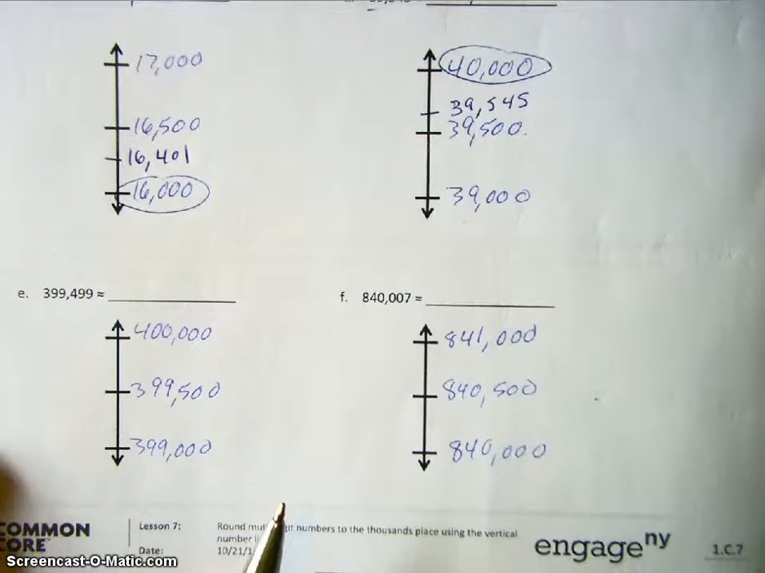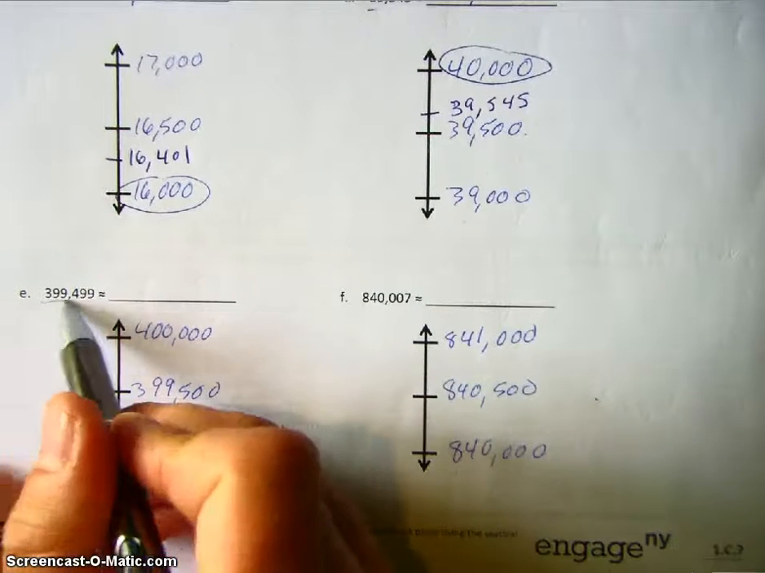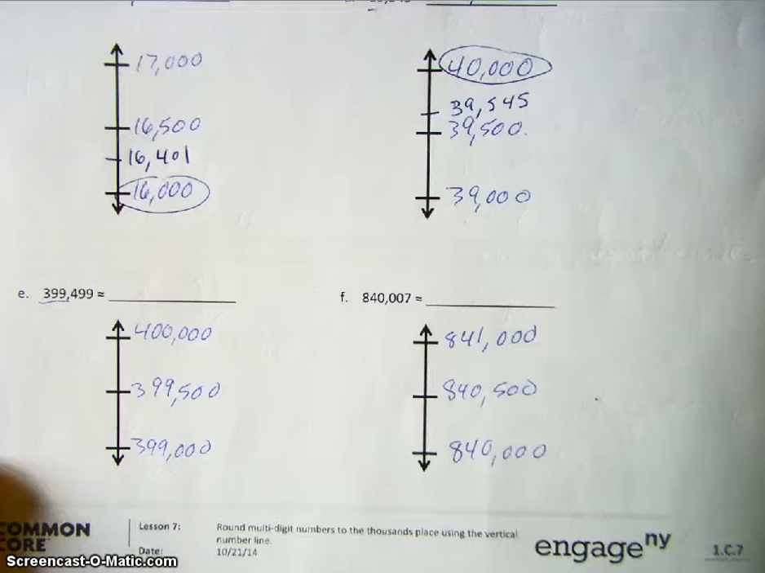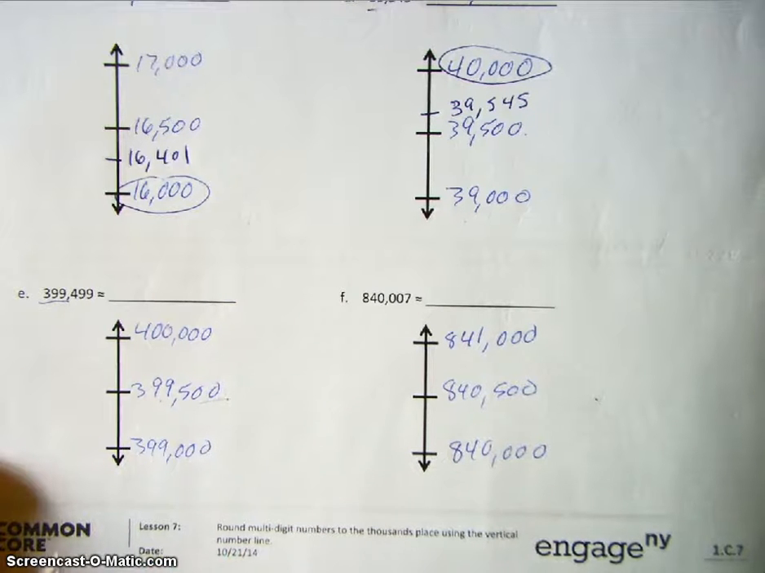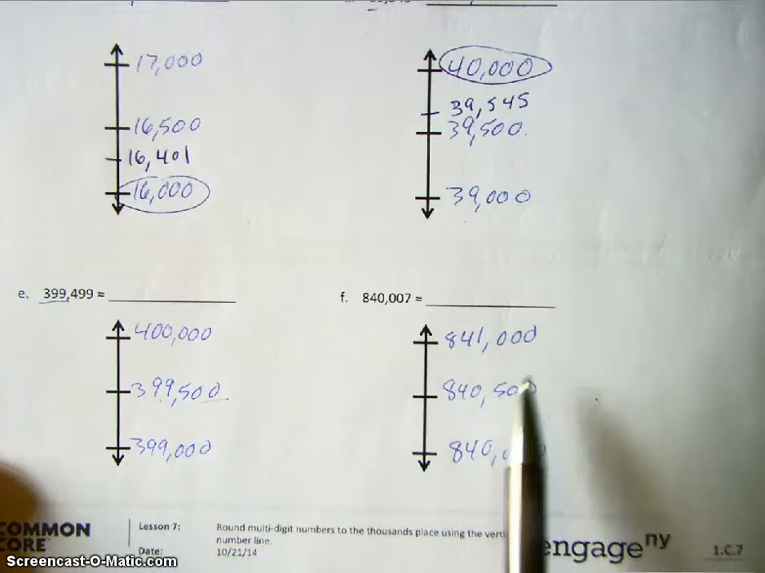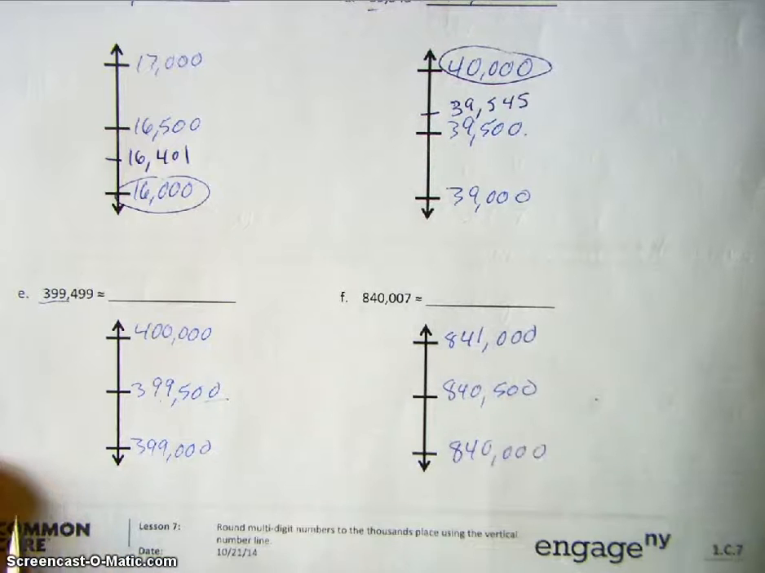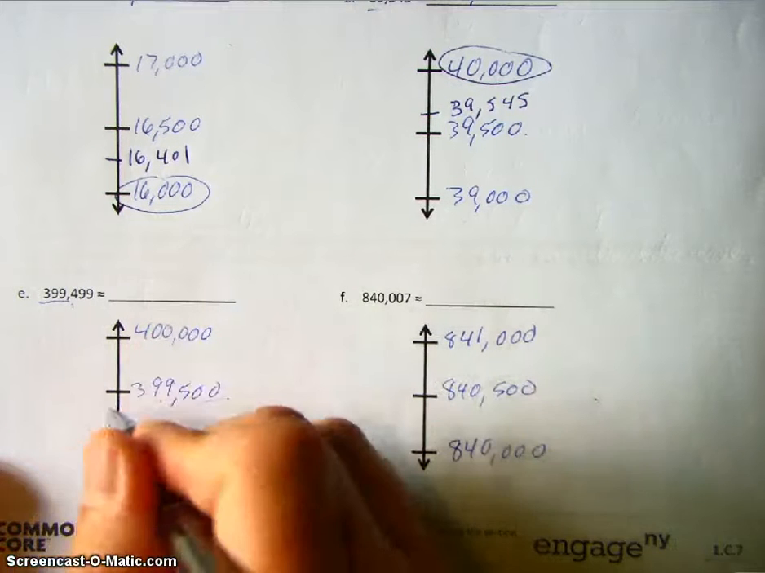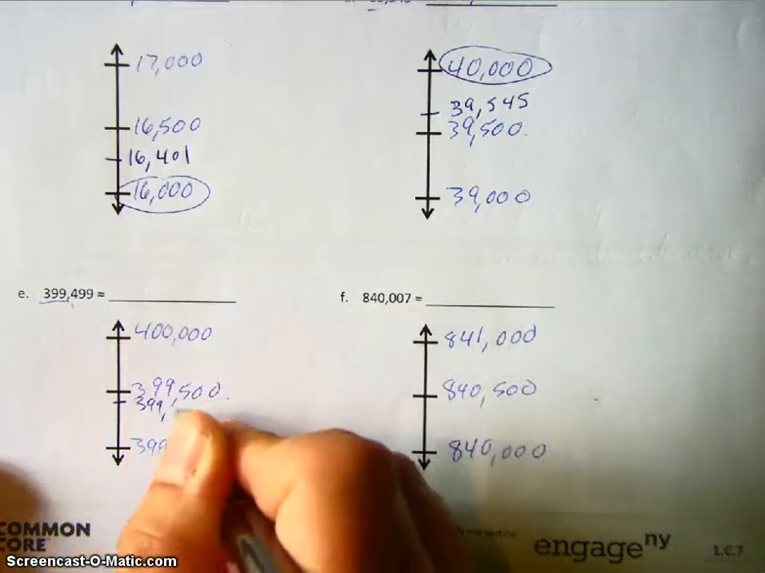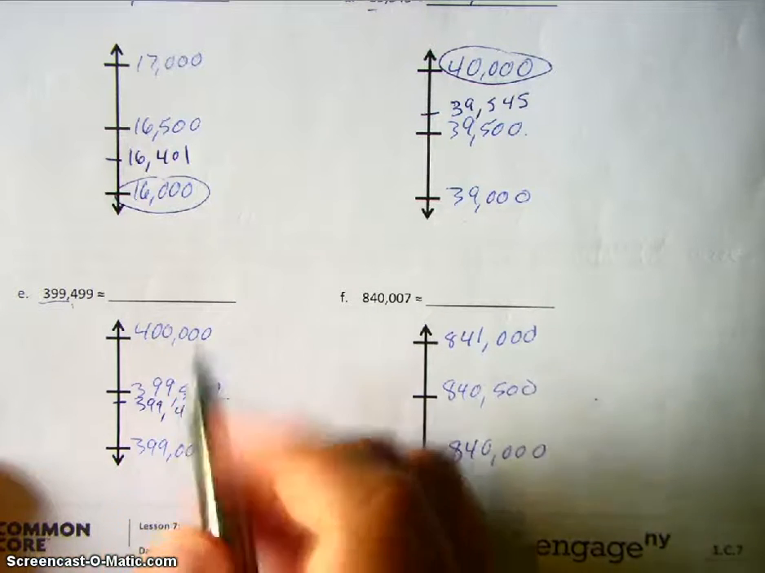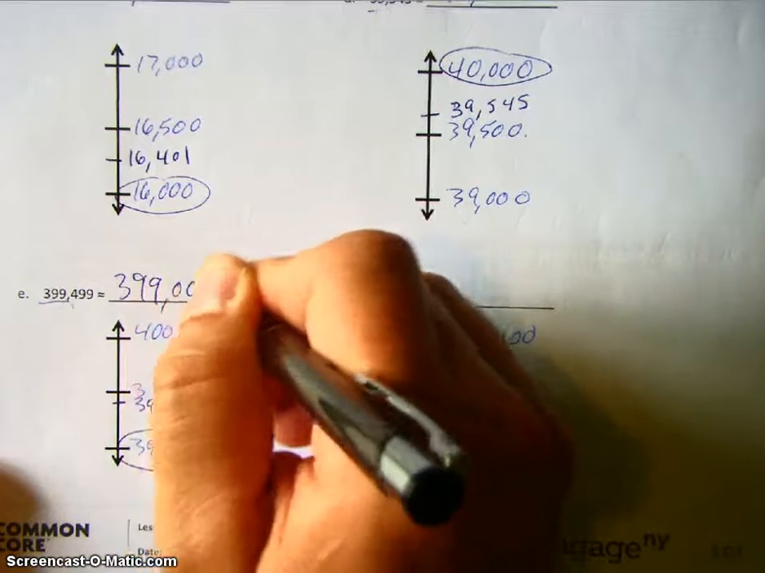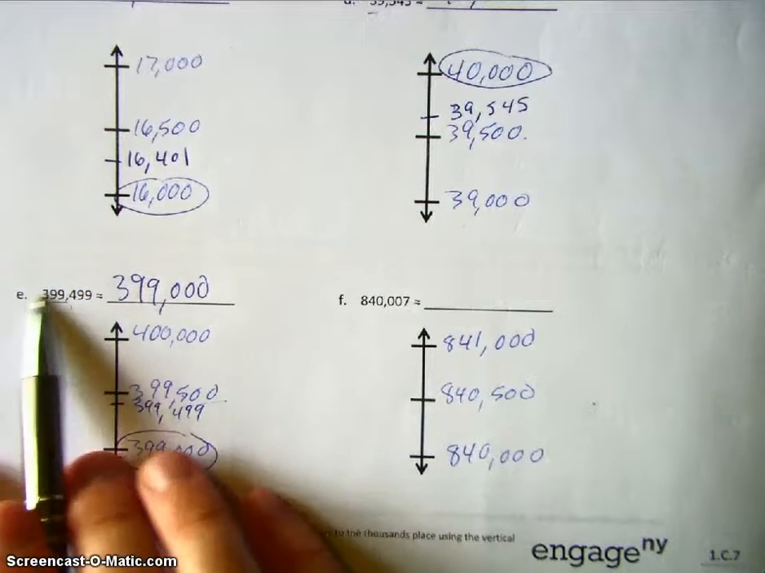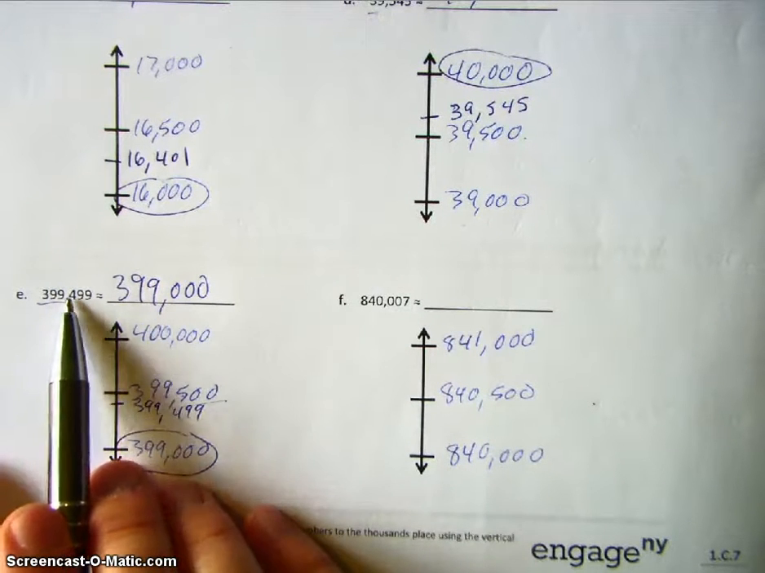Moving on to letter E. Again, we have 399 thousands. One more is 400 thousands. So 399,500 is the midpoint. Notice how when we're rounding to the thousands, 500 is in the middle. So we have a 4 in the hundreds place, which means we're below our midpoint. We're actually just 1 below. So because of that 4 in the hundreds place, we round down to 399,000. This is a little bit tricky because we see all those 9s, but that 4 in the hundreds place tells us to round down.